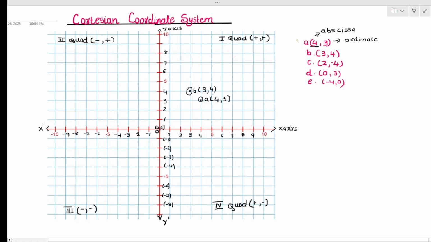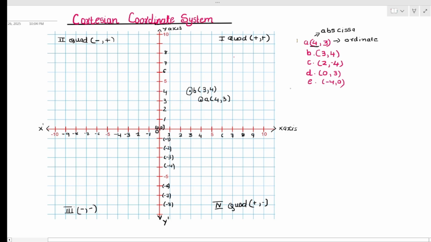So whenever you are plotting any coordinates, you should pay attention to what is your abscissa and what is your ordinate. Now plot point C. How can you plot point C? It's 2, comma minus 4. That means one is positive and one is negative. In my first two cases, it was positive, positive. That is why it was in the first quadrant. Now, as you can see, it's positive, negative.